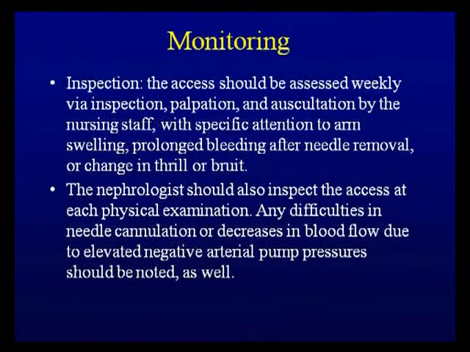Once the access has been placed, it should be assessed weekly by inspection, palpation and auscultation by the nursing staff as well as by the nephrologist, with specific attention to arm swelling, prolonged bleeding after needle removal, or a change in the thrill or bruit. The nephrologist should also note any difficulties in needle cannulation or decrease in blood flow due to an elevated negative arterial pump pressure, and this should be the first sign of caution or a danger signal.